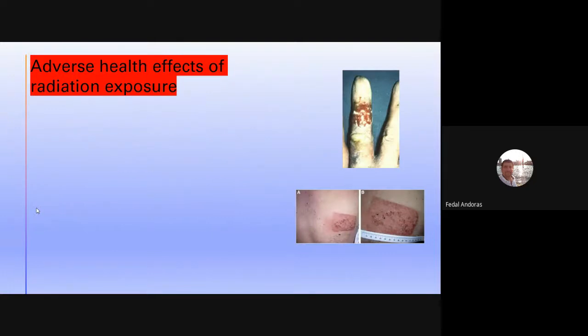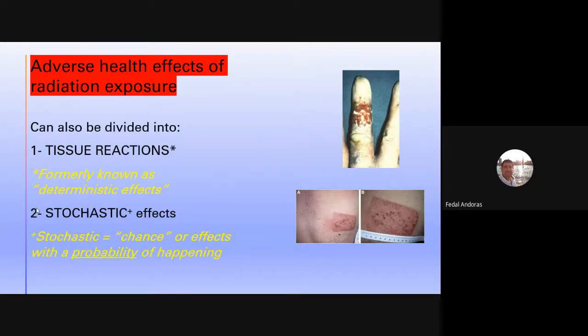Again, we said at first it can be divided into somatic and genetic. Now, the adverse health effects of radiation exposure can again be divided into tissue reaction, which in the textbook was previously called deterministic effect, which depends on the threshold that we talked about from this linear dose. The other one is stochastic effect. Stochastic, by its name, is chance, or an effect with a probability.